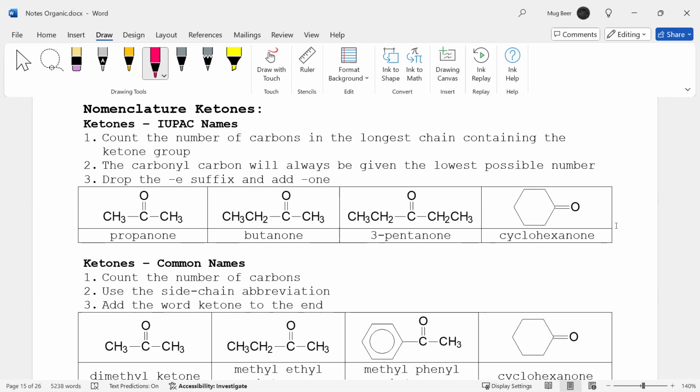Once I get to 5 carbons, then you have a possibility of it being on carbon number 2 or carbon number 3. So then I'm going to have to identify where it is on the chain. So this is 3-pentanone, and the only other option would be 2-pentanone. And then cyclohexanone, that's just a cyclic hexane that's got a carbon double bonded to an oxygen, and so that makes it a ketone. And I don't need to number it because it's a circle.